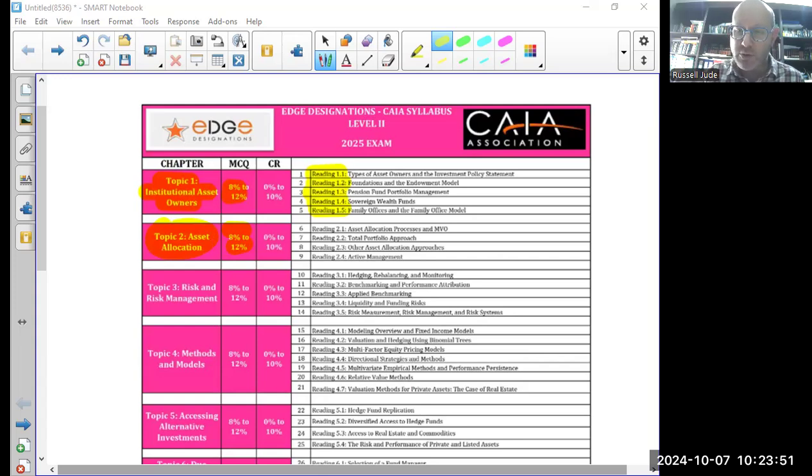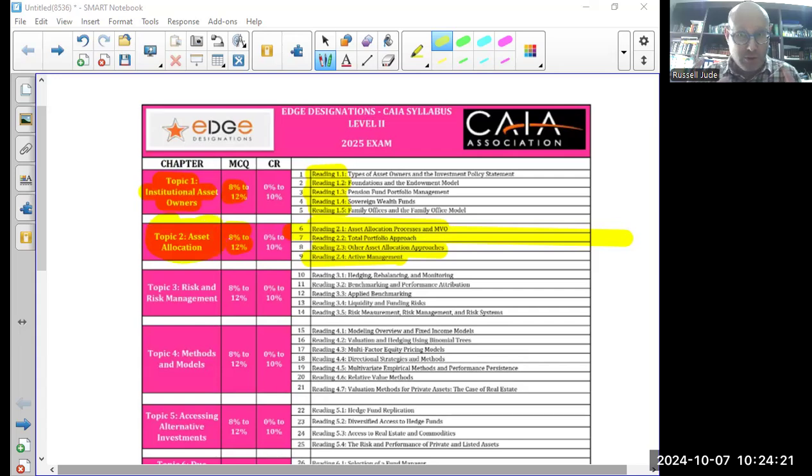When I say you've seen them all before, it's 3 out of 4. Reading 2.1, asset allocation processes in MVO, an old one. 2.3, other asset allocation approaches, an old one. Reading 2.4, active management, an old one. However, there's a brand new reading for 2025, and it's very topical. It's called TPA, Total Portfolio Approach. So reading 2.2 of topic 2 is brand new.